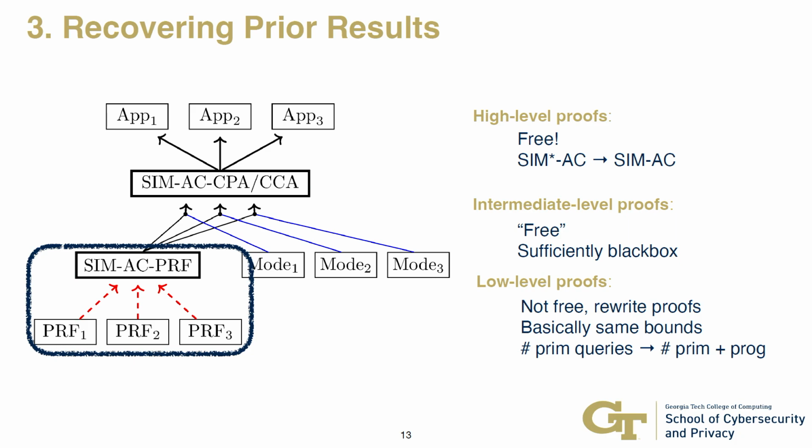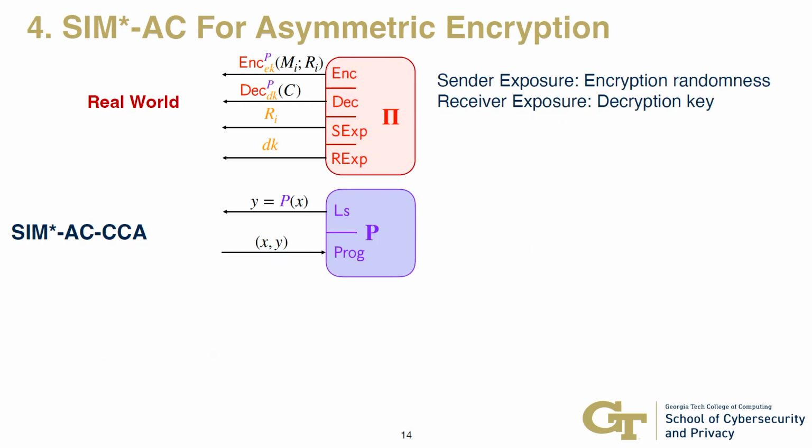The low-level proofs technically have to be rewritten. The main ideas are the same, and you get essentially the same bound where we think of any programming queries as being ideal model queries. I also gave definitions for Sim star AC with asymmetric encryption. The definitions work very similar to symmetric encryption, but now we have the two different types of compromise that make sense with public key encryption, which is sender exposure, where you're given just the randomness that was used to encrypt some message, and receiver exposure, when you're given the actual decryption key.